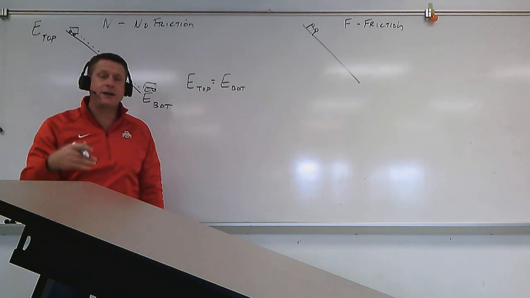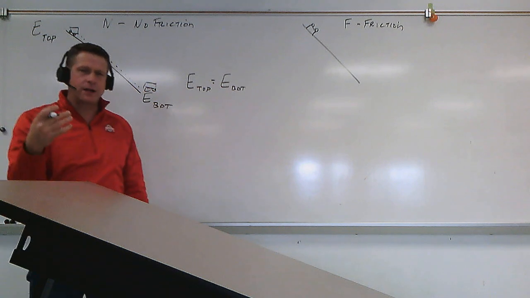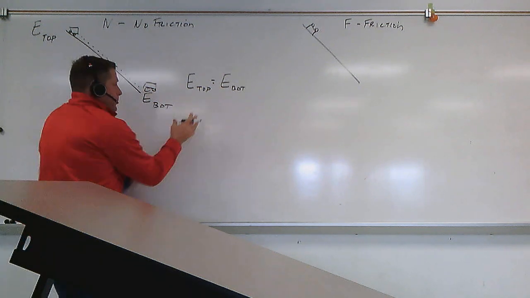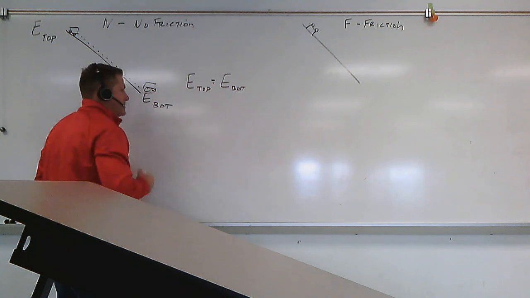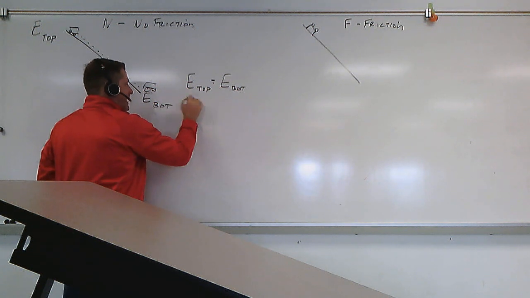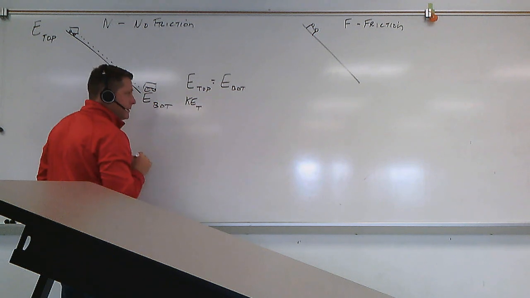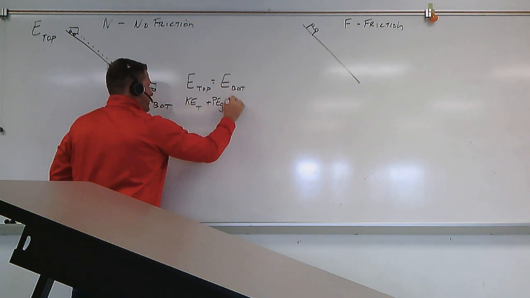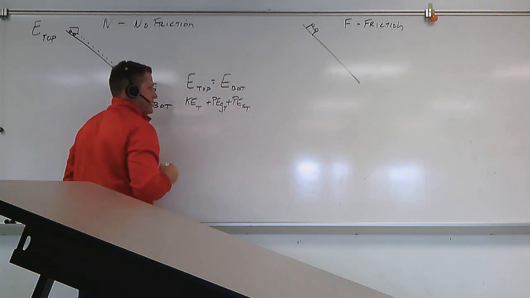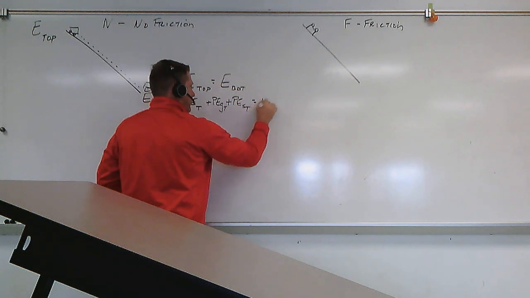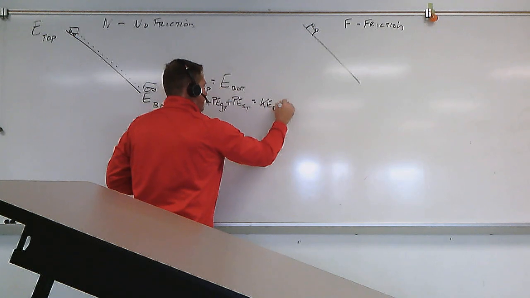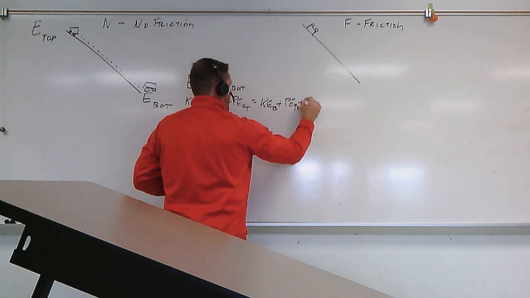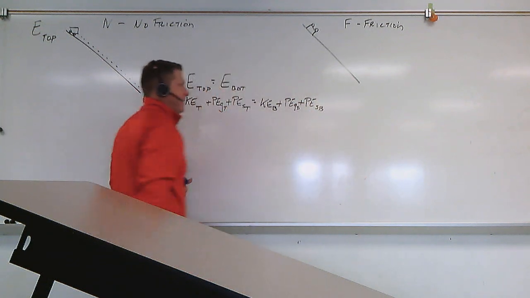Well, we know that the three types of mechanical energy are kinetic, gravitational potential energy, and elastic potential energy. So we can break each of these out into those. The kinetic energy at the top plus the gravitational potential energy at the top plus the elastic potential energy at the top must equal the kinetic energy at the bottom plus the gravitational potential energy at the bottom plus the elastic potential energy at the bottom.